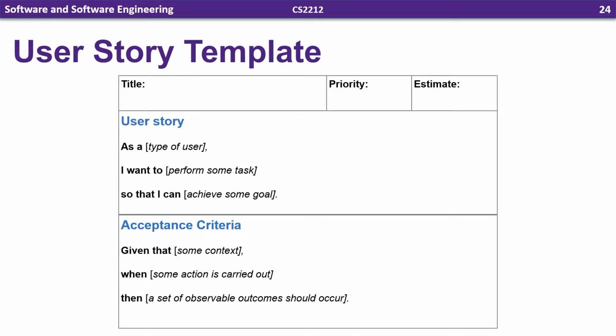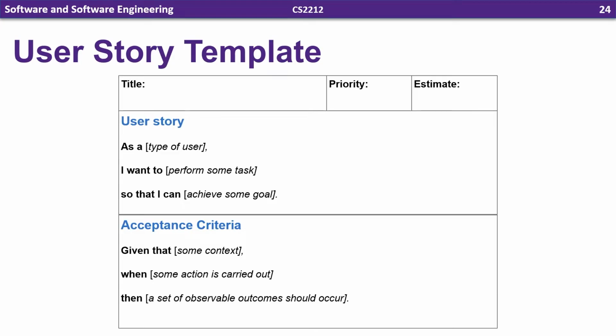So I did mention user stories there. This is an example template for what a user story might look like. A user story is usually formed as: "As a blank," where blank is a type of user or actor in the system. For example, it might be just "as a user" or "as an administrator." If it was something like a learning management system, it might be "as a professor" or "as a student" or "as a grade administrator."